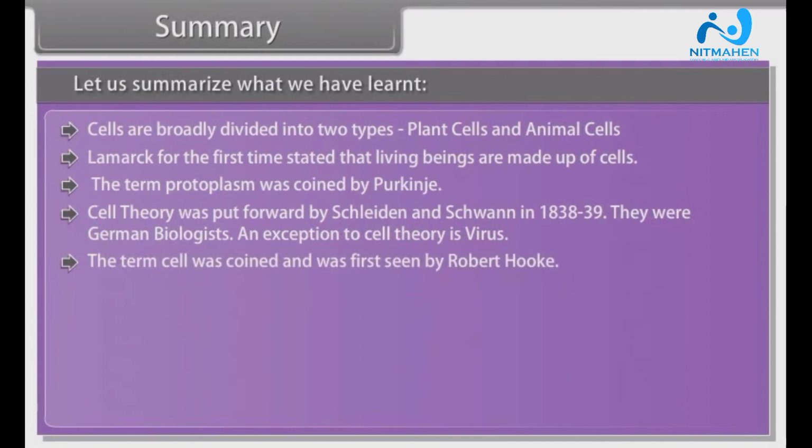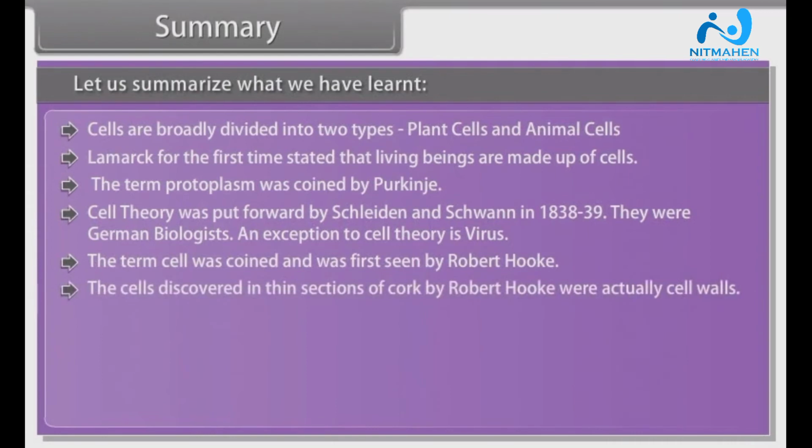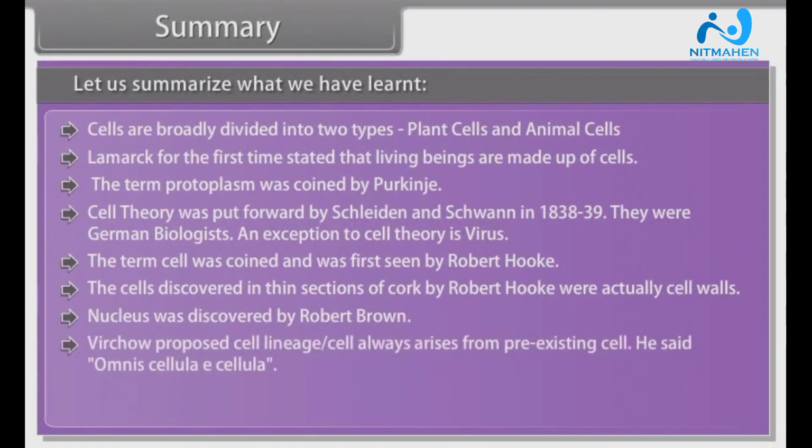The term cell was coined, and cells were first seen, by Robert Hooke. The cells discovered in thin sections of cork by Robert Hooke were actually cell walls. The nucleus was discovered by Robert Brown. Virchow proposed cell lineage. A cell always arises from a pre-existing cell. He said, "Omnis cellulae cellula."